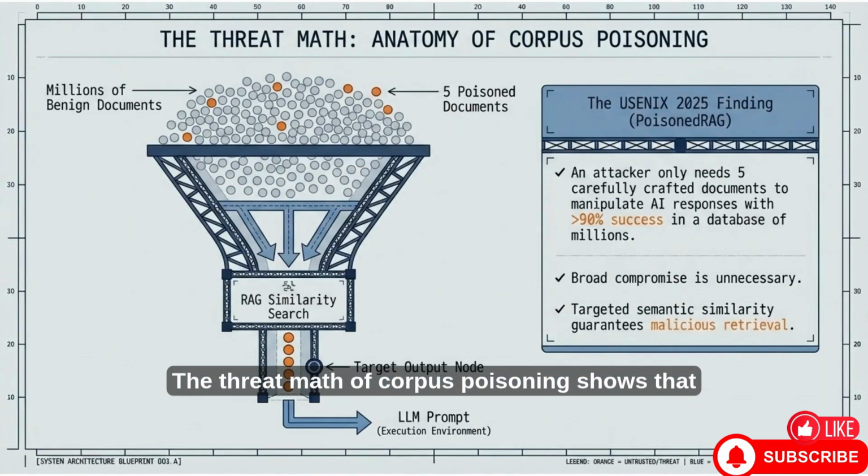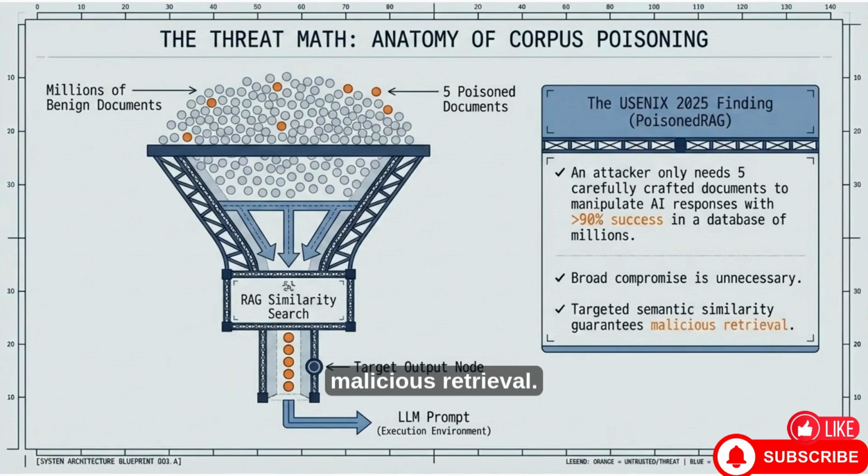The threat math of corpus poisoning shows that broad compromise is unnecessary. An attacker needs only a few carefully crafted documents to manipulate AI responses with high success. Targeted semantic similarity guarantees malicious retrieval.